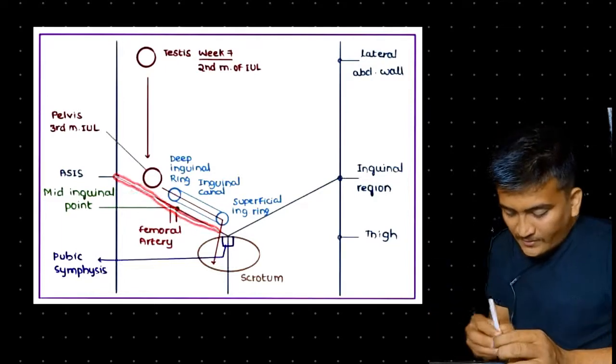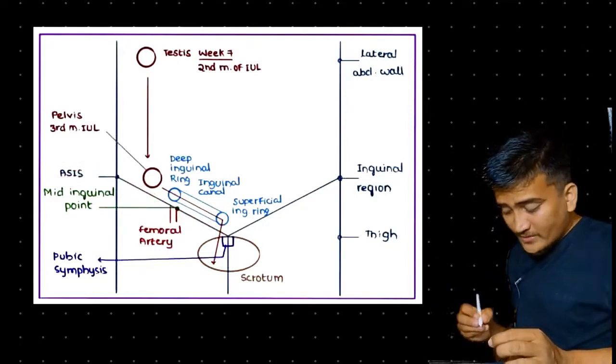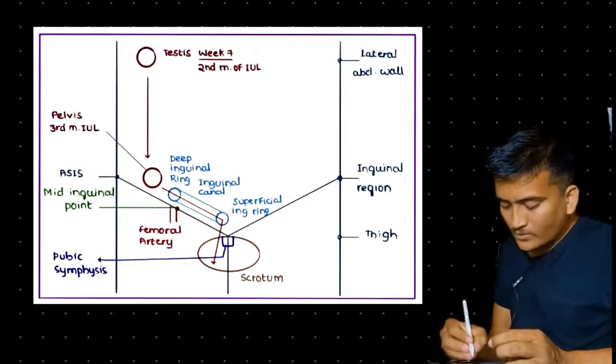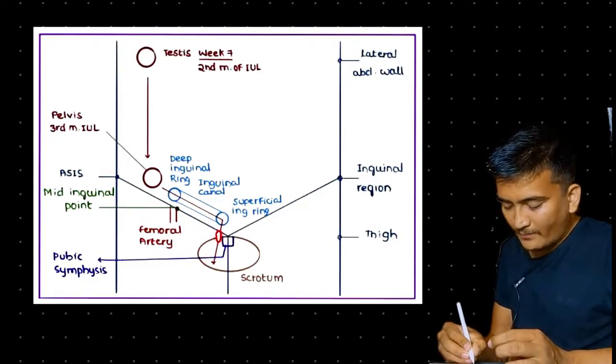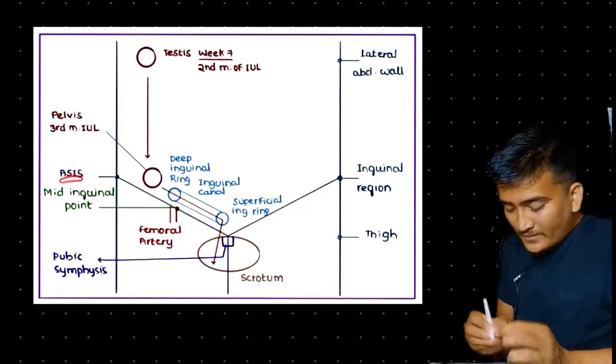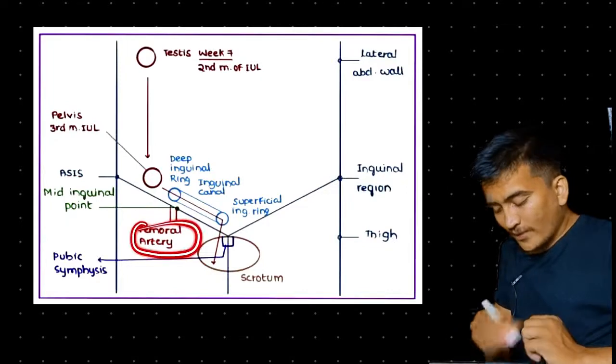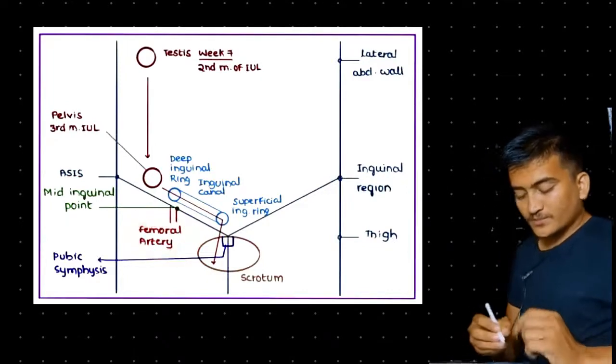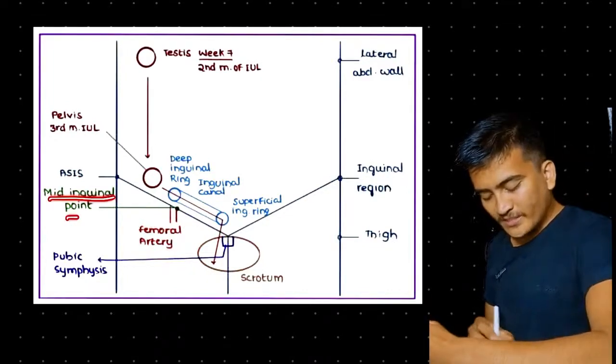Inguinal ligament from what? Anterior superior iliac spine to what? To here, somewhere here we have the pubic tubercle. Now and then we talked about the femoral artery. Now where is this femoral artery present? This femoral artery is present at the mid inguinal point.